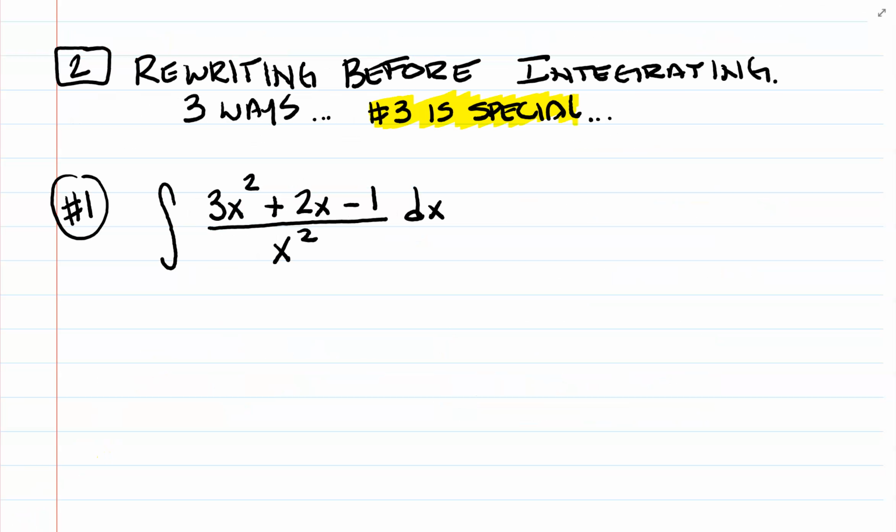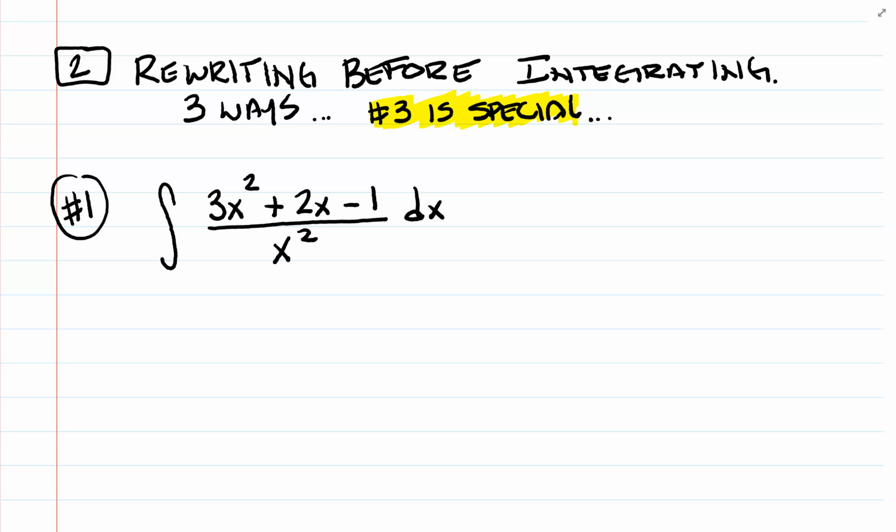Okay, box number 2 is all about these 3 special circumstances of ways that we can get around rational expressions and integrals involving all this stuff here. So I'm going to show you 3 ways, and number 3 is the real special way, so pay attention to that one, but obviously pay attention to all 3.